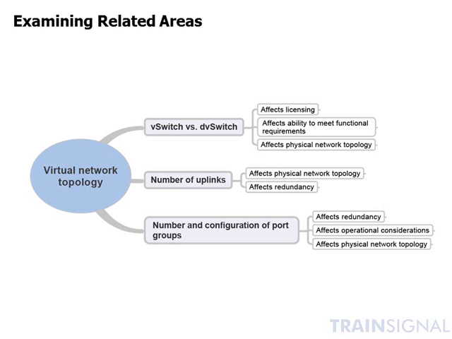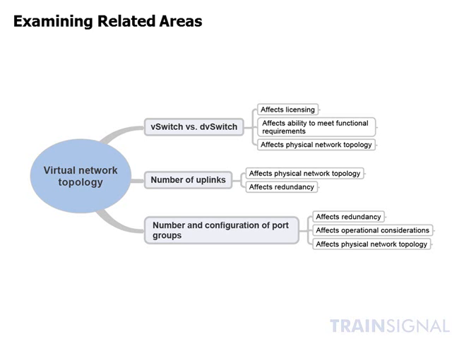And finally, the number and configuration of port groups was something that we mentioned, because this affects redundancy, this affects operational considerations, this affects your network topology, and it affects how you go about satisfying functional and non-functional requirements that are defined by you early in the design process.